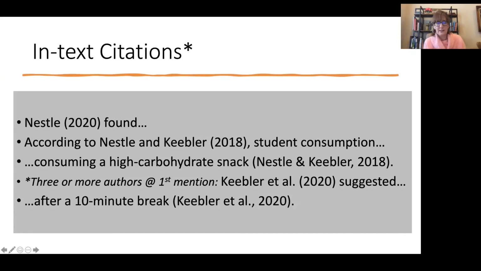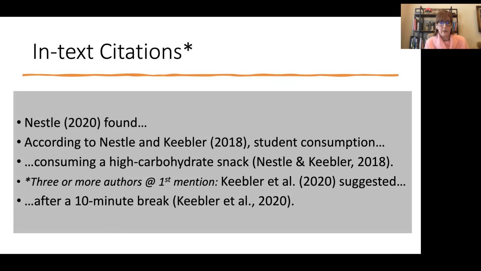So here's the next thing, the last part about the in-text citations in the main body. There's one big major change in this particular edition, and I'll point it out with the asterisk, the fourth line down. When you have 3 or more authors at first mention in your paper, you can use et al. instead of having to spell them all out. It used to be that you would have to spell out everybody's name the first time you presented them in the paper.